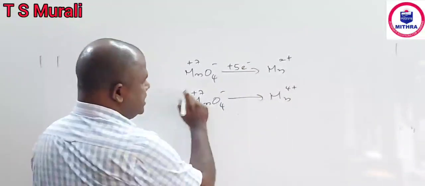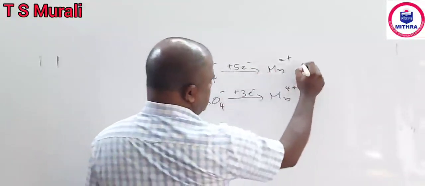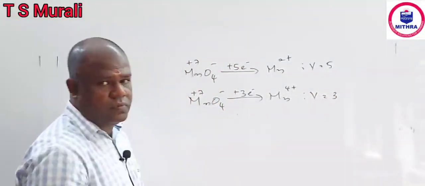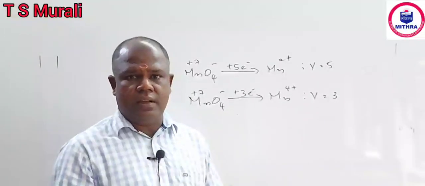Agree? +7 is changing to +4 by adding 3 moles of electrons. This 5 is called valency. Here 3 is the valency. Agree? That is additional information.